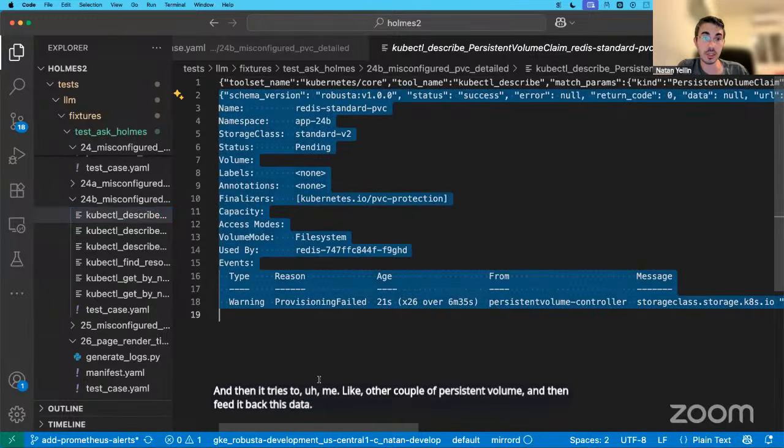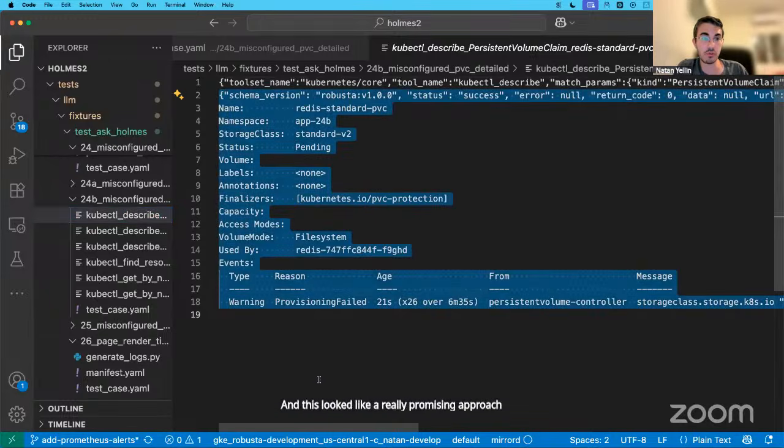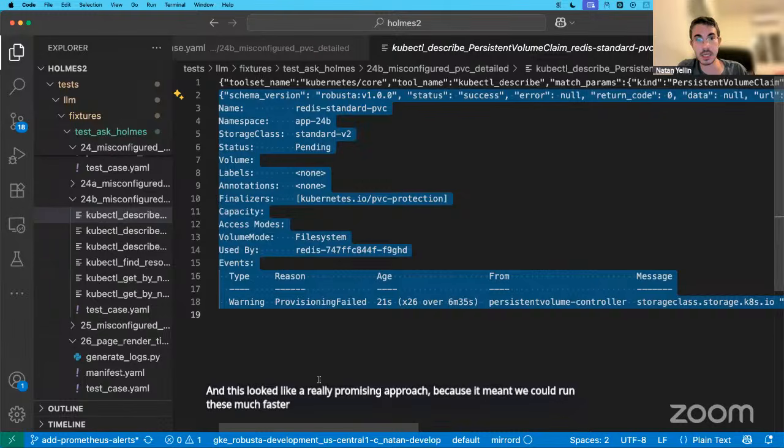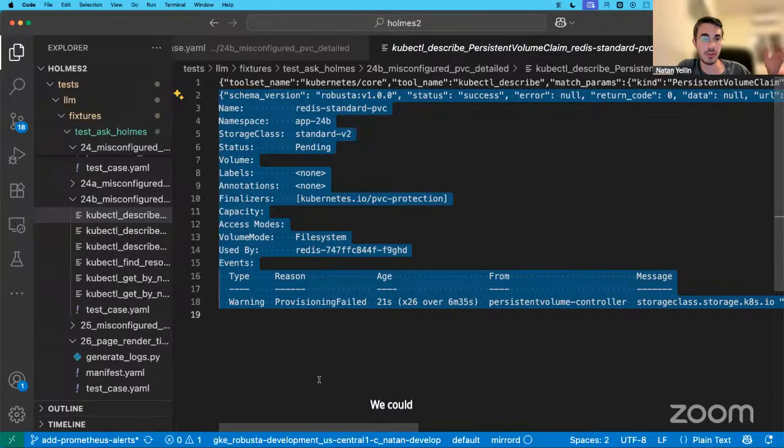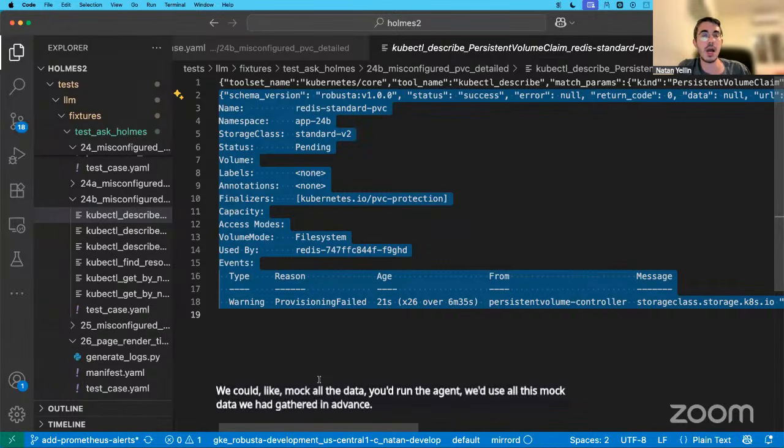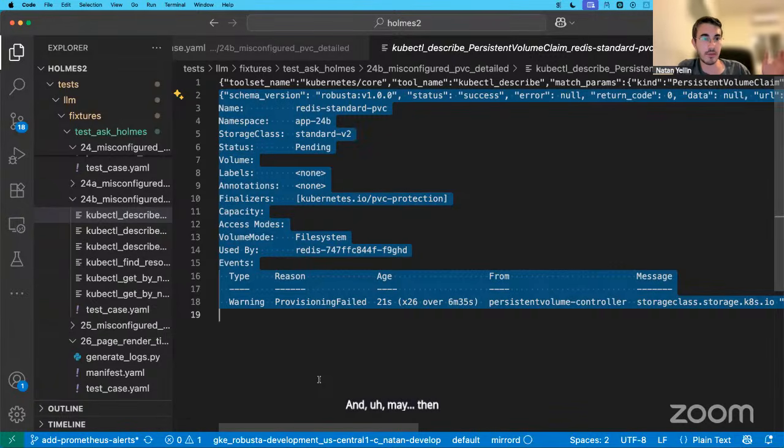And this looked like a really promising approach because it meant we could run these much faster. We could run them in CI/CD. We didn't have to have a real cluster set up to run any of these. We could mock all the data. You'd run the agent, it would use all this mock data we had gathered in advance, and then it would give an answer. And you don't need to have a live cluster. You don't need to worry about any of that. You don't need to worry about any of the messiness.